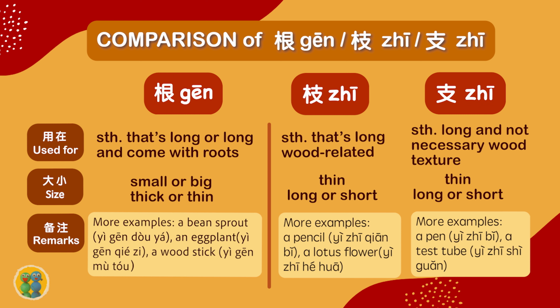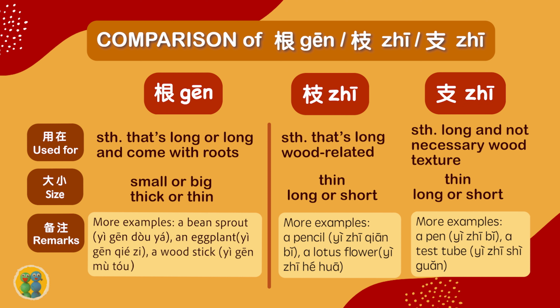根 is used for something that's long, or long and comes with roots, like scallions. To count scallions, we use the measure word 根. You can see when you get scallions in the market, they normally come with roots. So something like scallions, you can use 根 as a measure word for it. And for the size, 根 can be small or big, thick or thin.